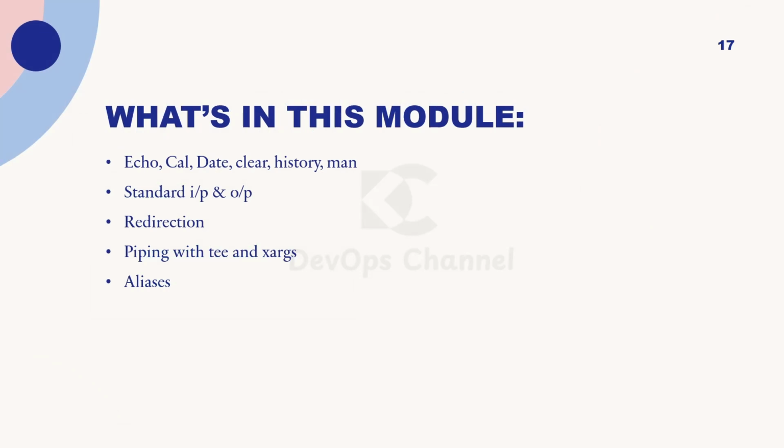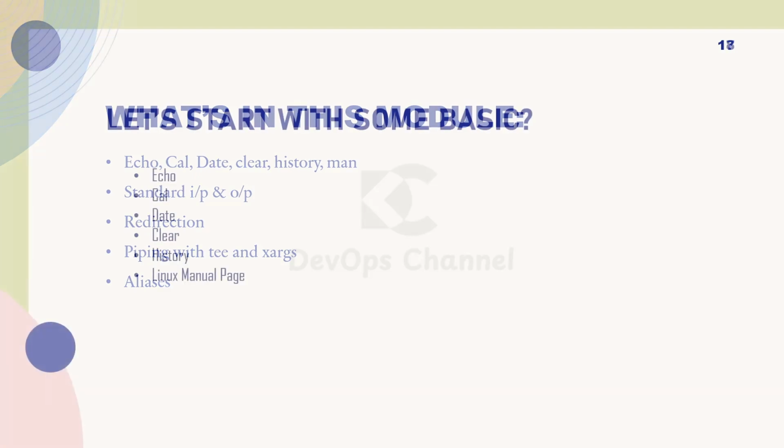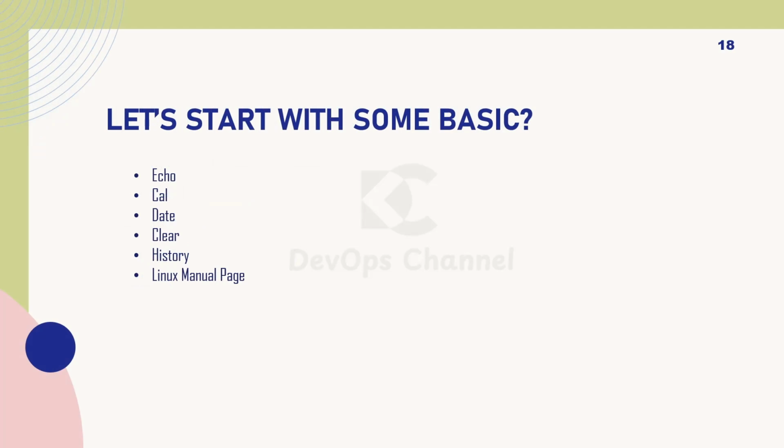In this module, we will learn some basic commands on the terminal like echo, cal, date, clear, history, and man page. Then we will learn what is standard input, standard output, and standard error. Next we will learn how you can redirect them to a file, and then a more advanced concept called piping, which we will understand with the help of tee and xargs. And next we will learn how you can create aliases for your piping. So let's start with some basic commands.